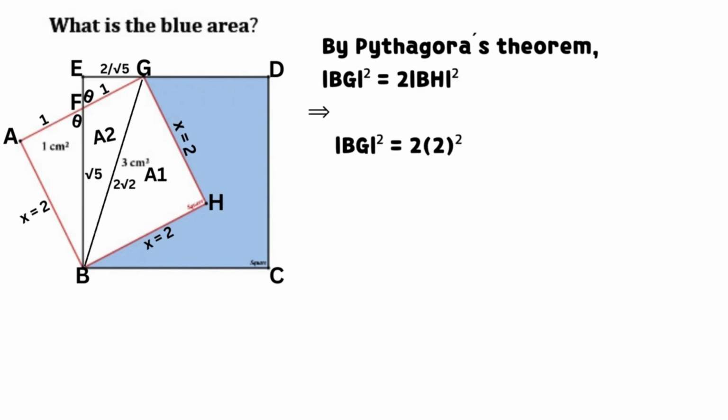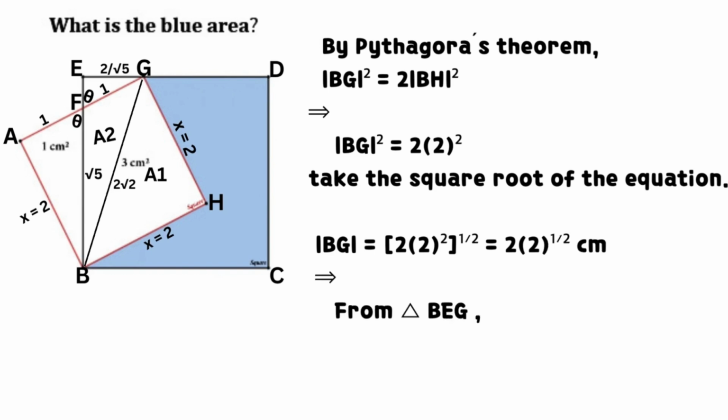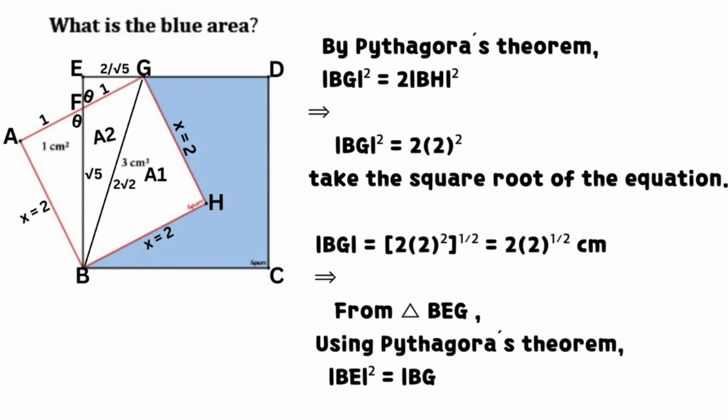By Pythagoras' theorem, the square of line BG equals the product of 2 and the square of line BH. This implies that the square of line BG equals 2 times the square of 2. Take the square root of the equation. We have that BG equals the square root of 2 times the square of 2, which equals the product of 2 and the square root of 2 in centimeters.